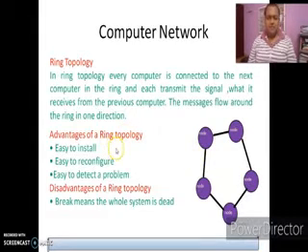Now the advantages of ring topology: it is very easy to install as we have to connect only one node to the next via wired or wireless media. It is easy to configure and easy to detect a problem. If node 1 is transmitting to node 2 and the data is not getting through, then we can say node 2 is at fault and check for errors on node 2. But the same problem we have in bus topology exists here: a break means the whole system is dead.